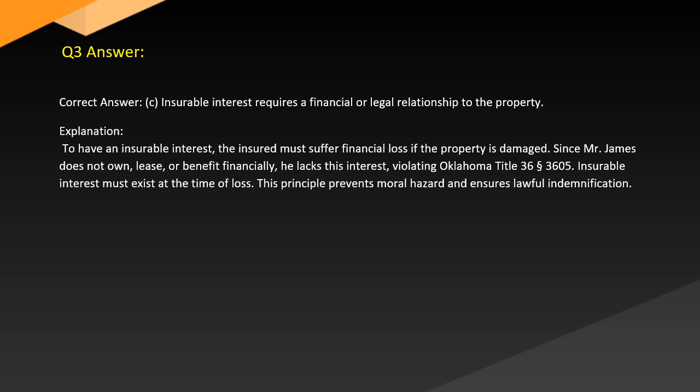Answer. Correct answer: C. Insurable interest requires a financial or legal relationship to the property. Explanation: To have an insurable interest, the insured must suffer financial loss if the property is damaged. Since Ista James does not own, lease, or benefit financially, he lacks this interest, violating Oklahoma Title 36 §3605. Insurable interest must exist at the time of loss. This principle prevents moral hazard and ensures lawful indemnification.